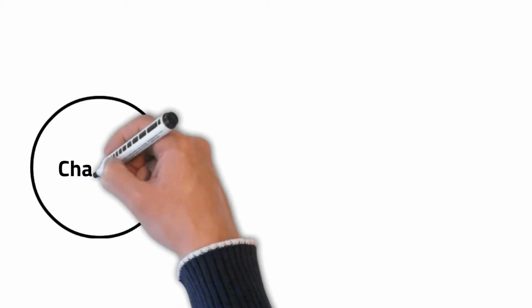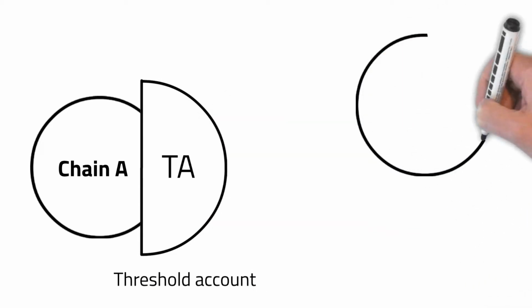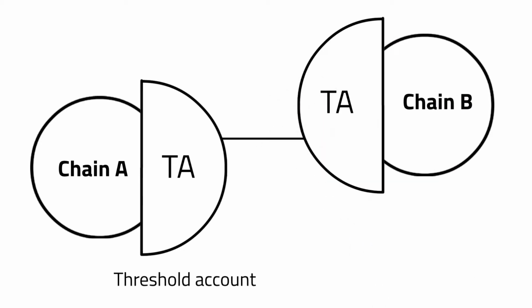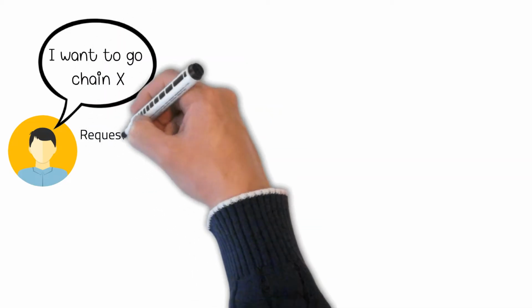First, each chain must install a special account at the chain itself, called a threshold account, which is used to connect to external chains or other chains through the Axelar network. Because each chain has different languages and formats, Axelar must be connected.